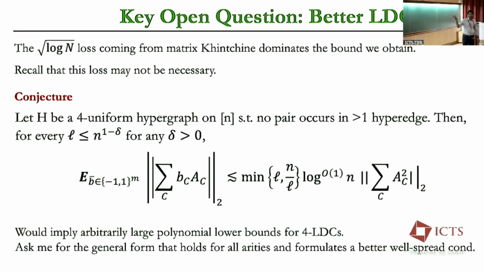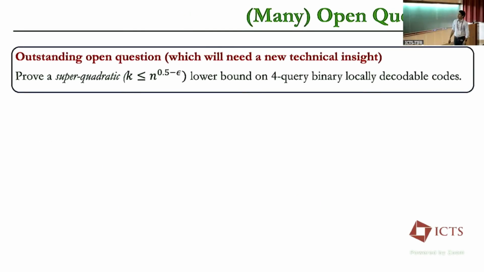I won't tell you why I make this conjecture, but basically you can't hope to prove anything better. This is the best you can do here. And there is a combinatorial version of this which I can actually prove for random matchings. So I think this is the right thing to expect. If it is true, you would get arbitrarily large polynomial lower bounds for 4 LDCs, and likely for any greater than or equal to 3 query LDC with some more work. We don't know any such result. In fact, we don't know any super quadratic lower bound so far. So that's the outstanding problem.